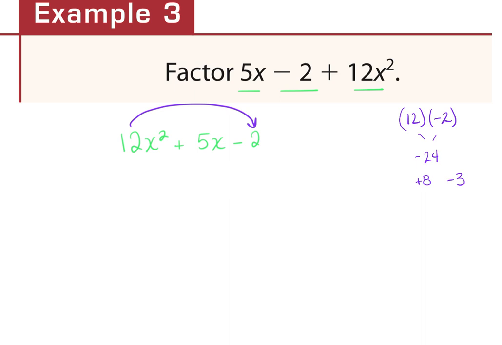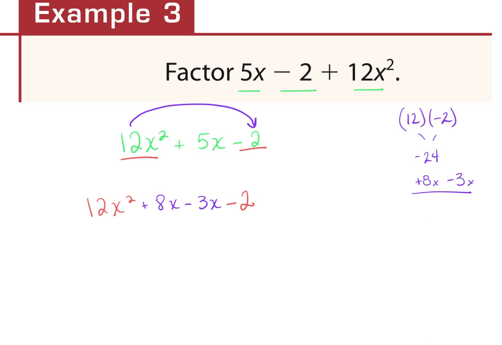And so what I'm going to do with that is I'm going to rewrite this trinomial. I am going to leave my 12x squared exactly the same. I am going to leave my minus 2 exactly the same. But for that middle, I am going to break it up to an 8x and a negative 3x. So I'm going to say plus 8x minus 3x. I have not actually changed my trinomial. I've just rewritten it. So I have rewritten it this way to be this. And you can see these are the same thing, right? 8x and negative 3x give me 5x. I didn't actually change anything. I just rewrote it so that I could group it.